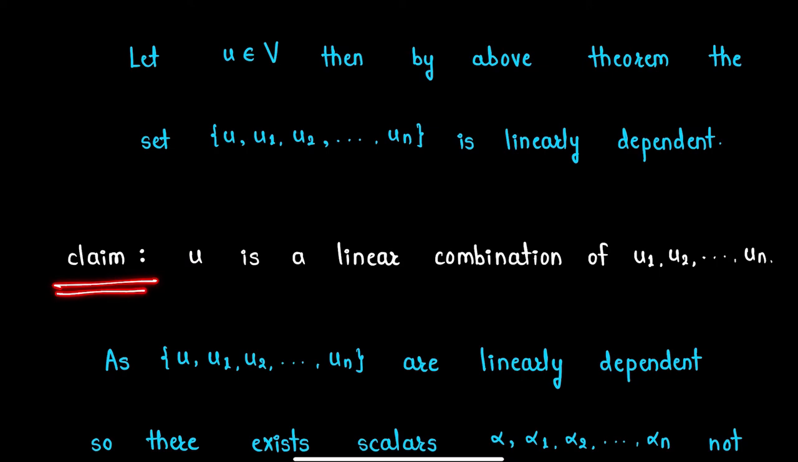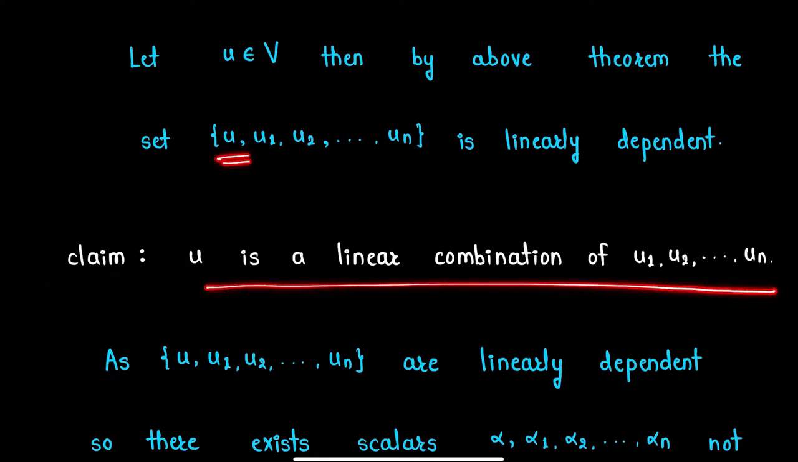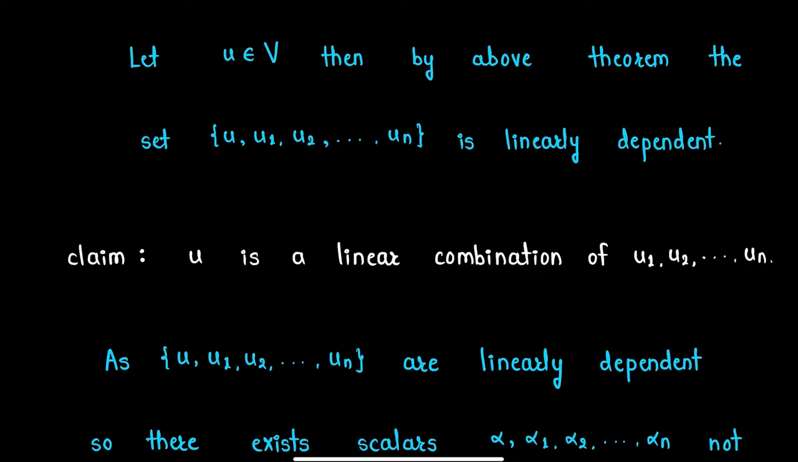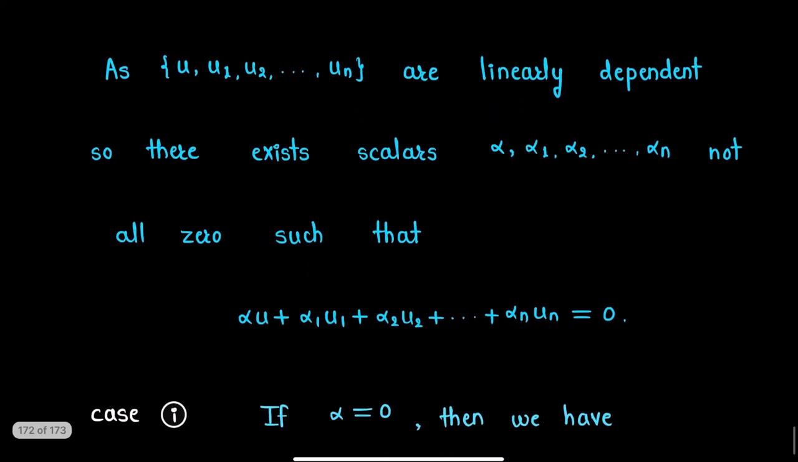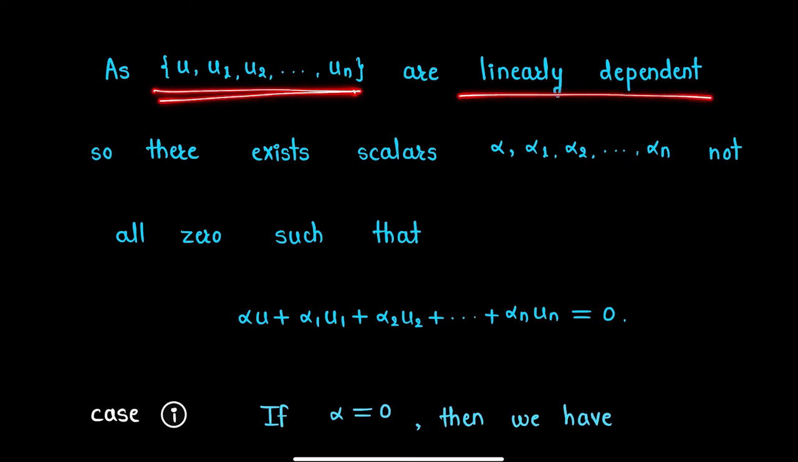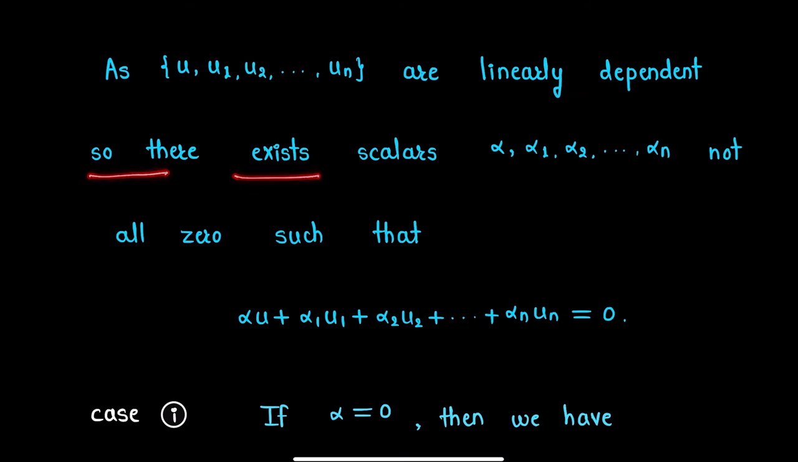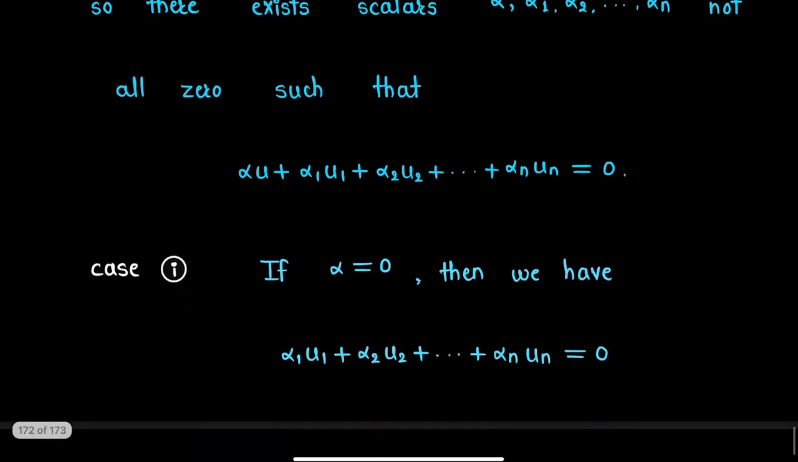Now, the claim is to show that vector u is a linear combination of the n vectors u1, u2 up to un. Now note that as this set u, u1, u2 up to un is linearly dependent, there exist scalars, say alpha, alpha 1, alpha 2 up to alpha n, not all 0, such that the linear combination alpha u plus alpha 1 u1 plus alpha 2 u2 plus and so on plus alpha n un is equal to 0. Now we have two cases.